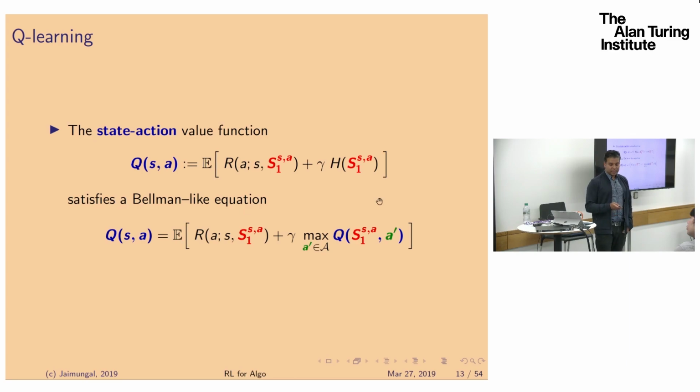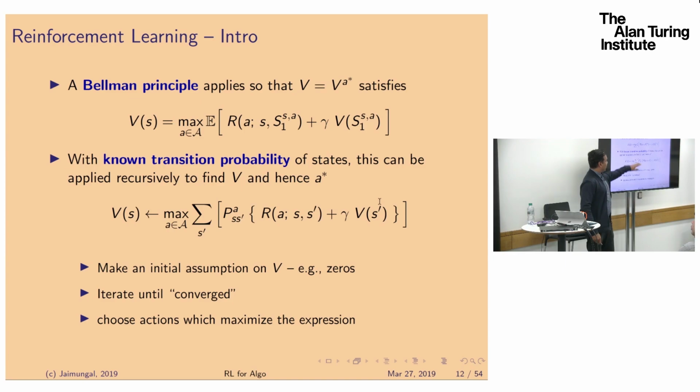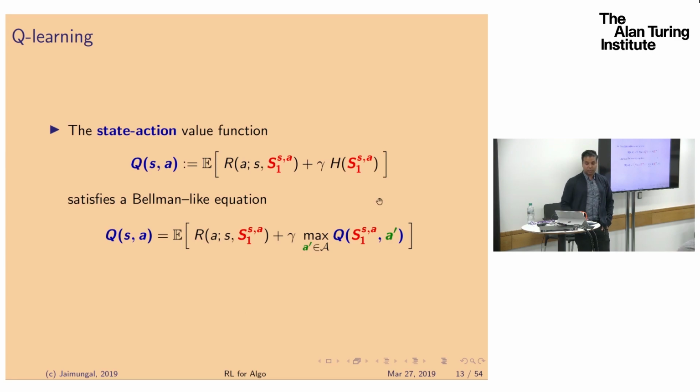So Q-learning does the following. It says, let's take a look at this Bellman equation. If I remove this max term and I just look at what's under the expectation, let me call that a new object. I'm going to call that the state action value function. So that's this object here, Q.